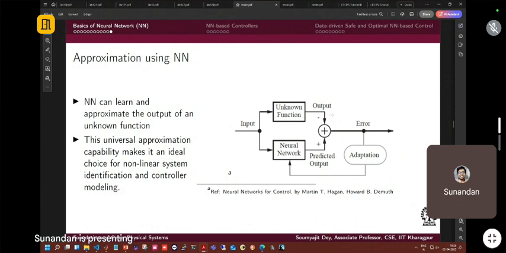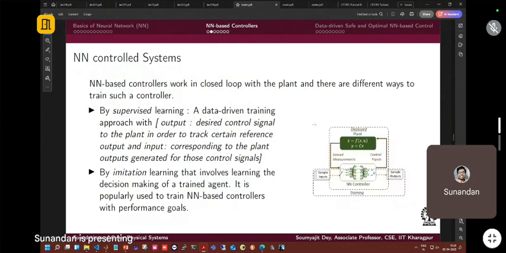Basically, we know what the desired output is, and we know what output the neural network is giving us. We use that to train it, finding the error, and we know how much we have to adapt based on that error. This is an idea that we will use while we design controllers using neural networks. We'll see going forward how we use that idea. So this is how an overall NN control system looks.